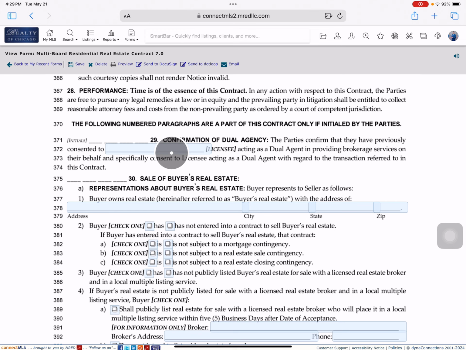On line 375, if your buyer needs to sell in order to buy this subject property, have them initial. And again, friendly reminder that you want to have everybody initialing. So if you have 2 people, you need 2 initials.